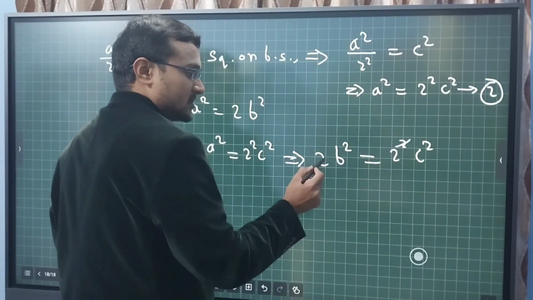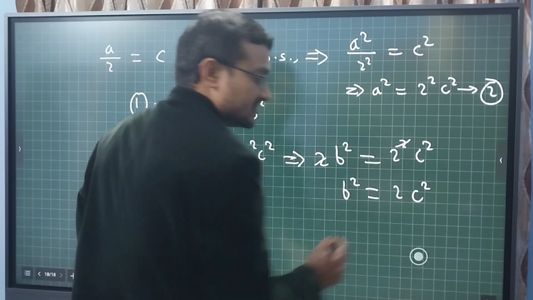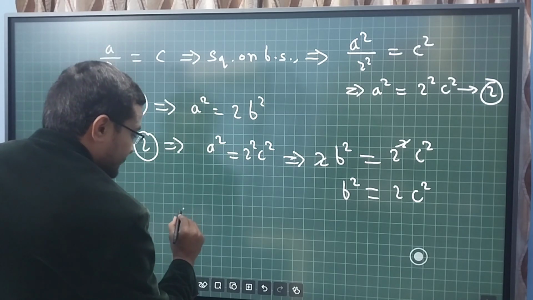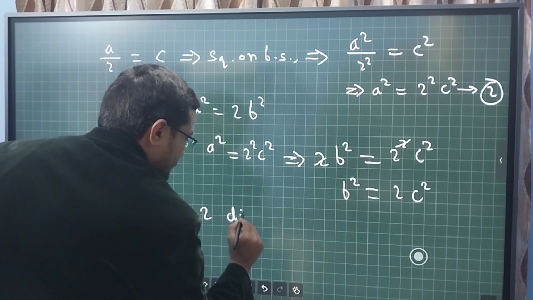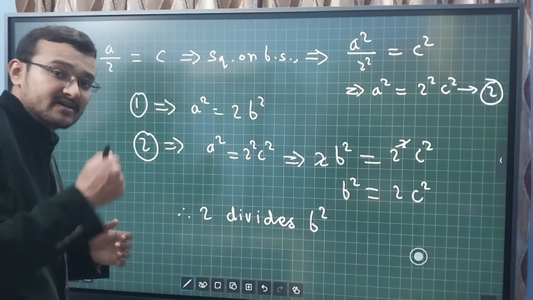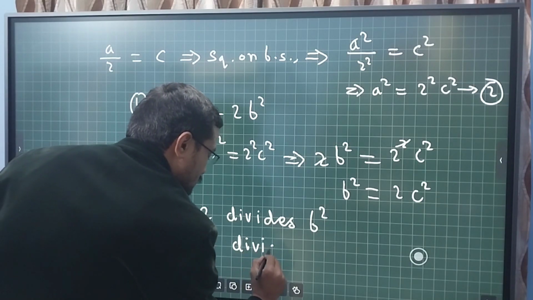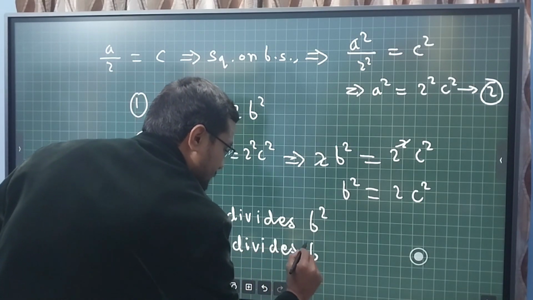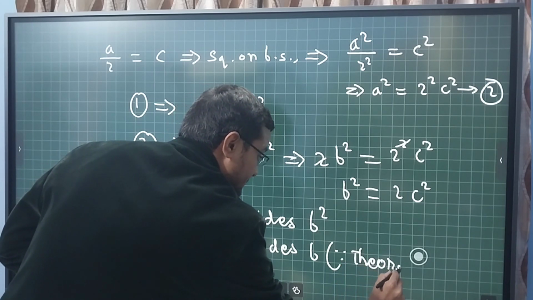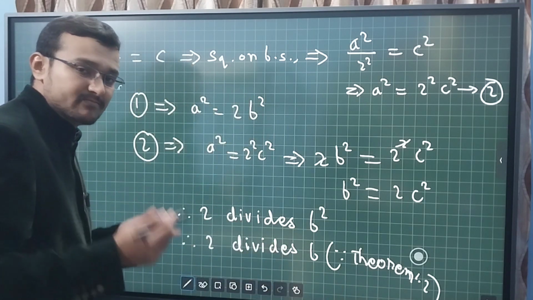So now one 2 gets cancelled with each other. That means we are getting B square is equal to 2C square. So that means here 2 is also dividing B square. So therefore 2 divides B square. According to theorem 1.2, 2 also divides B. So according to theorem 1.2, 2 also divides B.